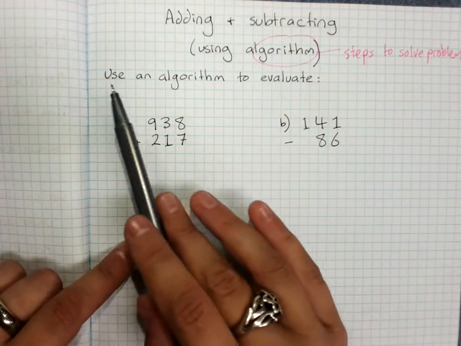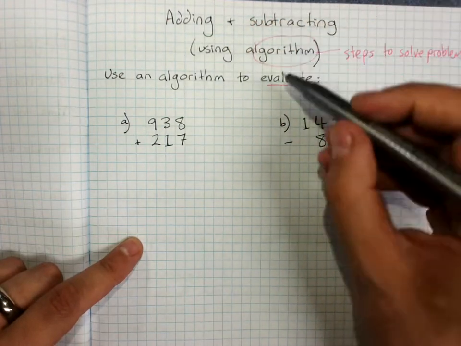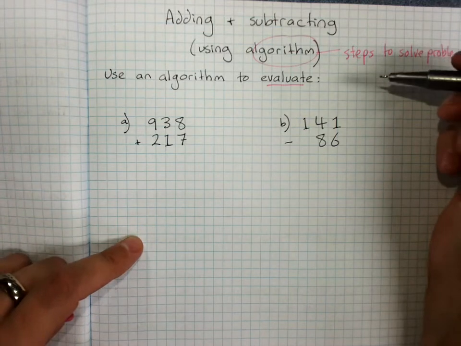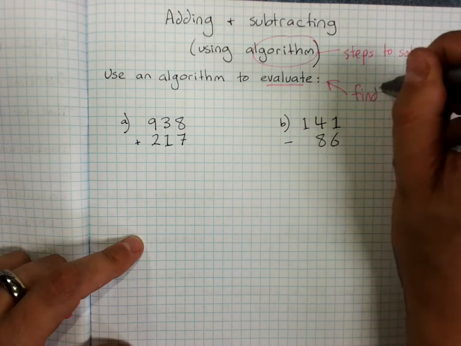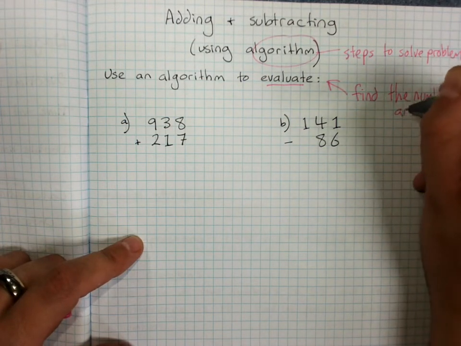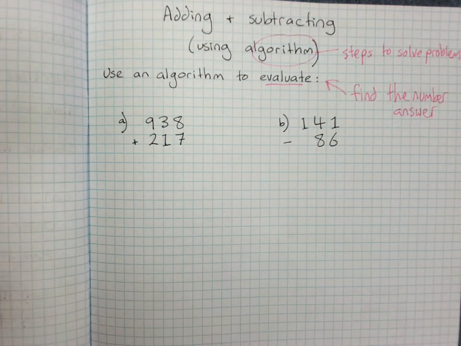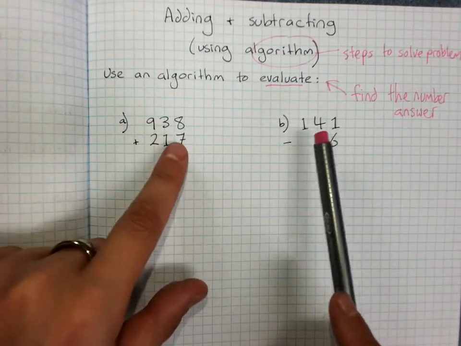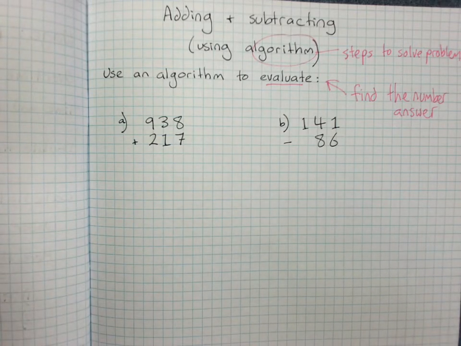And the question says, use an algorithm to evaluate. Now, evaluate, look at that word, it's got value in it. It says find the value of the answer or the number answer. Find the number answer. That's what evaluate means. So we've got two questions here. We're adding and subtracting with more than one digit numbers. And we've done this before, but you might just need a reminder.